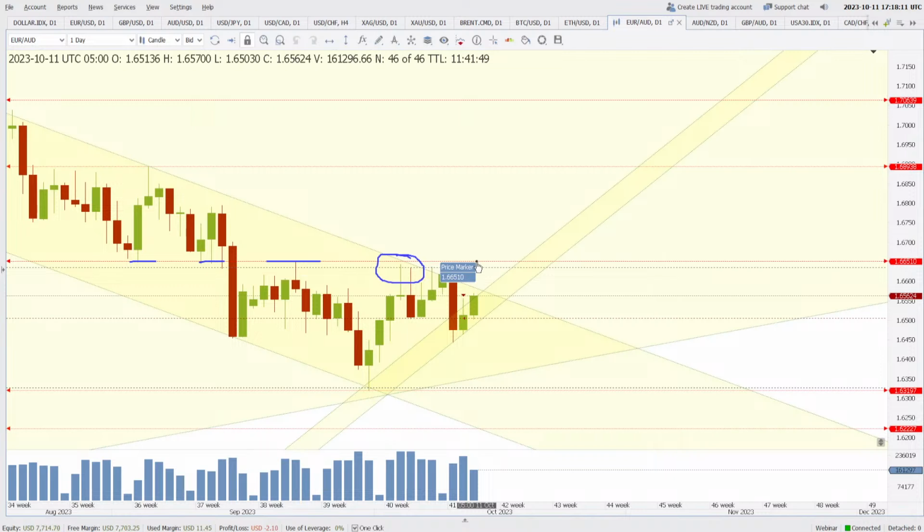1.6651 is the resistance in this market, and support is around 1.619. We have shorted this market, seeing this big red candle. Anywhere here, the price should find resistance, come back. This is what is anticipated.